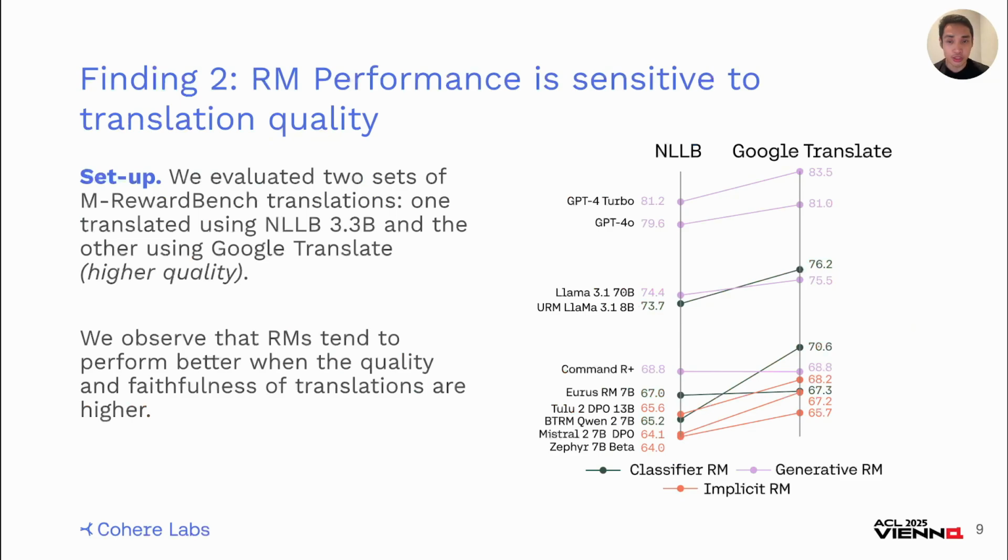Number two, we also find that RM performance is sensitive to translation quality. In this experiment, we prepared two versions of multilingual reward bench. One translated using NLLB 3.3 billion parameter model, and one translated using a higher quality translator, in this case, Google Translate. As you'll see in the line chart on the right, there is a performance increase when moving from NLLB to Google Translate, suggesting that hopefully more faithful translations can actually improve RM performance.